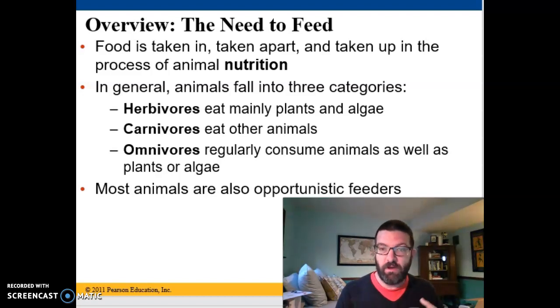If you eat autotrophs, like plants and algae, you are an herbivore. If you eat other animals, right, then you are a carnivore. Or if you can eat either, right, you're fairly flexible in what you consume, you are an omnivore. And you're probably familiar with all three of these terms. And as humans, we are omnivores.